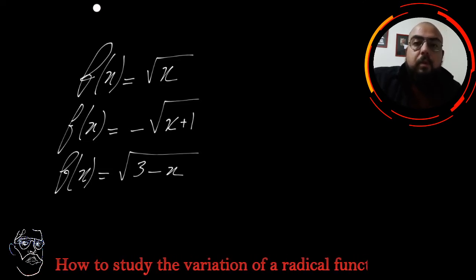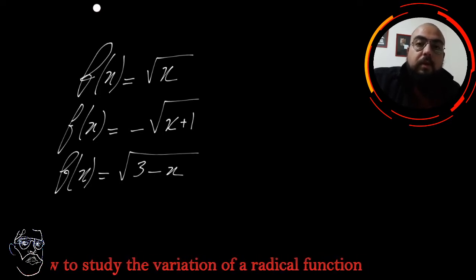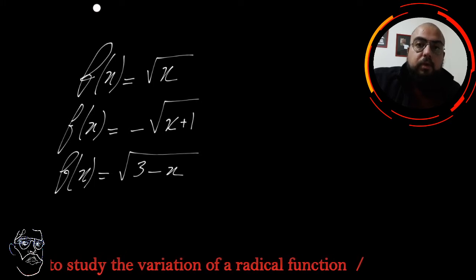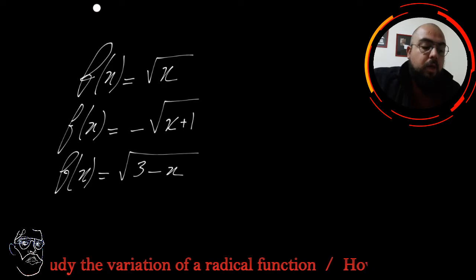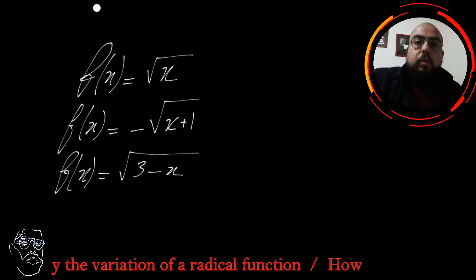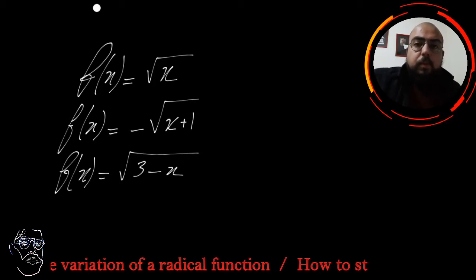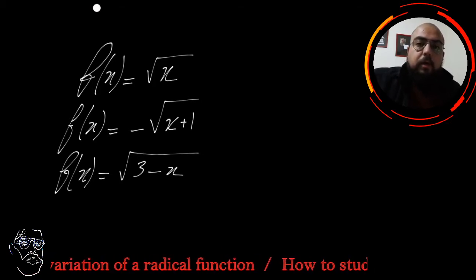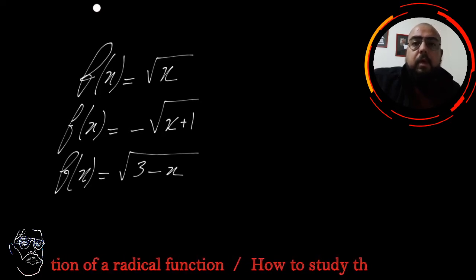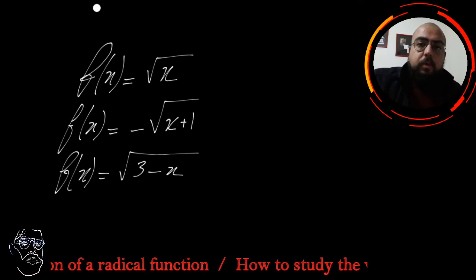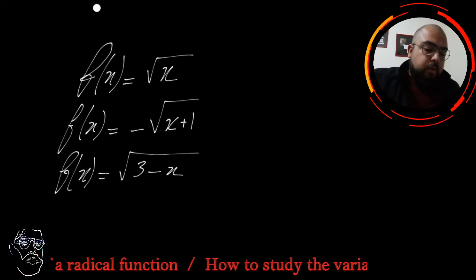We're going to discuss these functions, study their variation, how these functions actually vary, and of course we're going to draw the representative curves. The steps that we are supposed to follow are the domain of definition, the limit, the derivative, and then you can simply choose some particular points and directly draw the curve. So let's start with the first example.